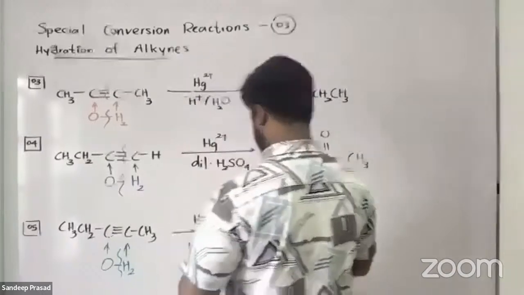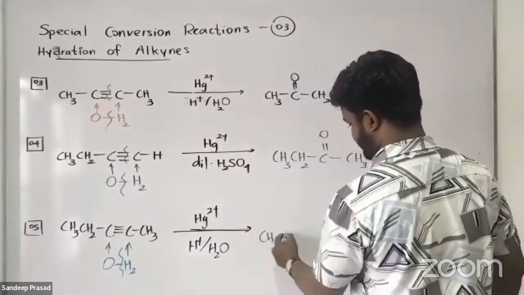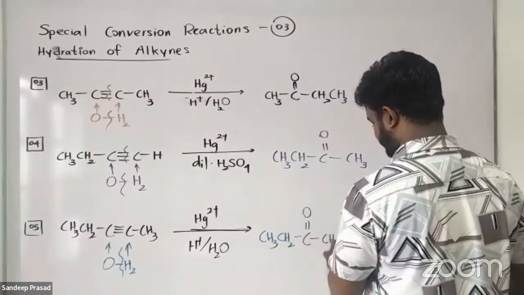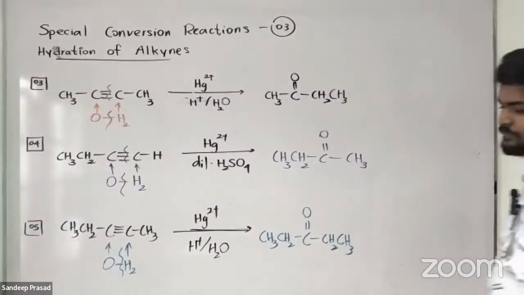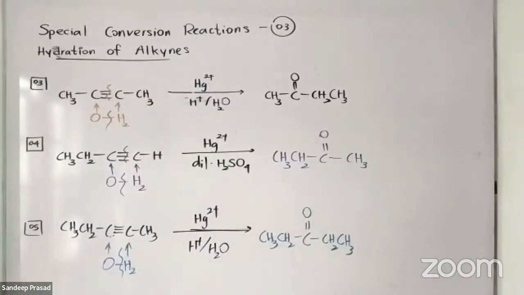Therefore, hydrogen is connecting. So the compound is CH3, CH2, C double bond O, CH2, CH2. So we can get this kind of compound. Okay.